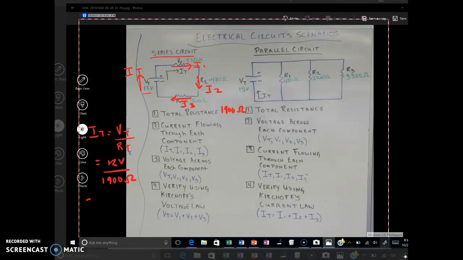If we do the math for that, we come out with 6.3 milliamps. So the current flowing through each component is 6.3 milliamps. If you remember back to our prefixes, milli simply means 10 to the negative 3. So all this is saying is that we have 0.0063 amps. You can do it in milliamps or you can do it in amps.